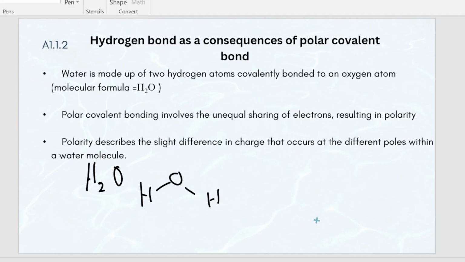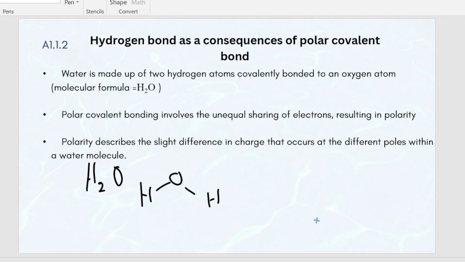So water has two hydrogen bonding to one oxygen, and this hydrogen bond is responsible for many of the properties of water, which we are going to be looking at in the following sections. So hydrogen bond is a result of polar covalent bond. So what is a polar covalent bond? A polar covalent bond involves unequal sharing of electrons. Now what do I mean by that? Now this is a bit of chemistry, but I'll try and make it as simple as possible.